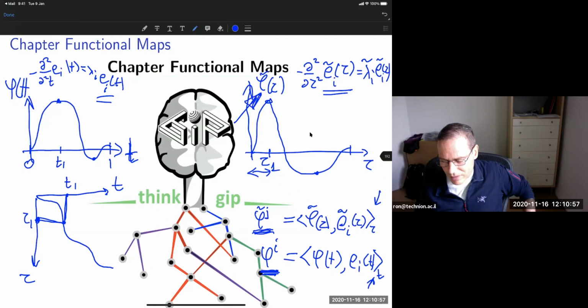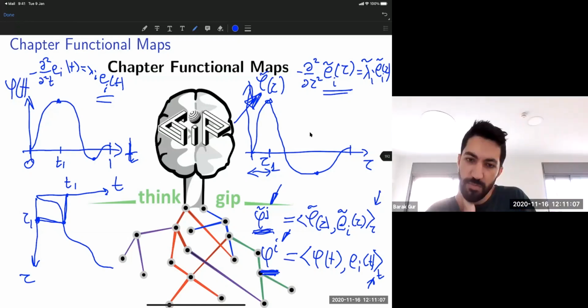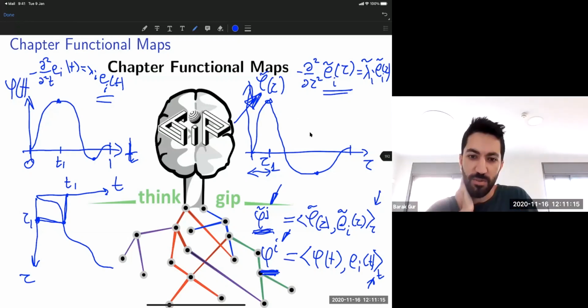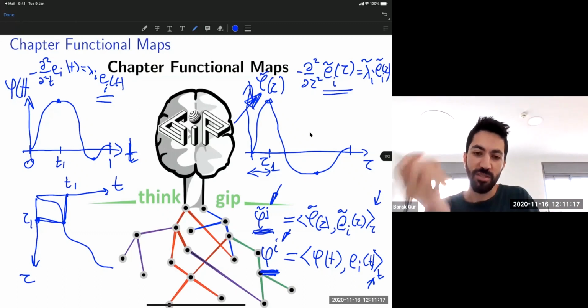What do you think? Would the relation between these coefficients and these coefficients depend on the function itself? No. Again? I think that no. Why? Because you change something in the shape, in the geometry of the space, not in the function.